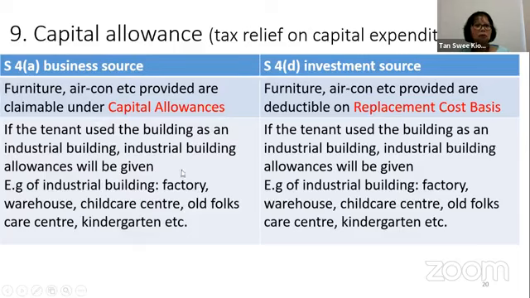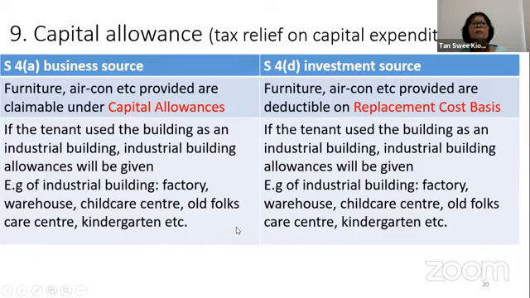Okay, now we look at how about if the property the landlord rents out is used as an industrial building. If used as an industrial building, under both Section 4A or Section 4D investment source income, you can claim capital allowance from both. For example, the building they rent out is a factory, warehouse, childcare center, old folks care center, kindergarten, etc. You can claim capital allowance. For a factory or warehouse, the initial allowance is 10% plus annual allowance 3%, and subsequent years 3%, so you can claim it over many years. Childcare center, old folks home, kindergarten is claimed over a 10 years period, 10% per year.